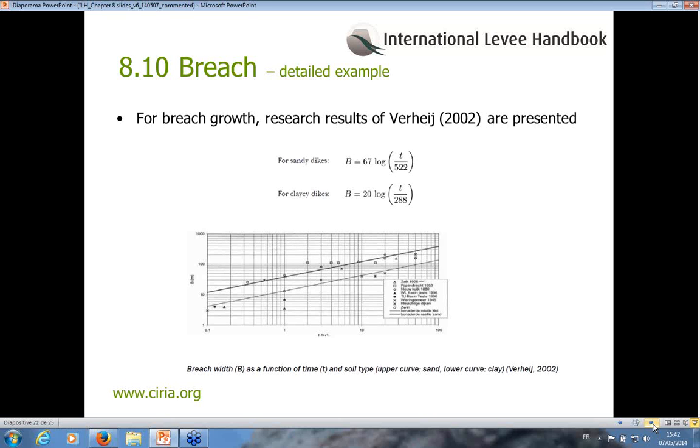The different types of models for modeling breach growth are also reviewed. Non-physically based and empirical models, such as Froehlich and Verheij, semi-physically based analytical and parametric models as implemented in some codes, like DAMBRK, and some physically based models as implemented in WinDAM or HR BREACH codes. The principles for the selection of input parameters are also discussed.